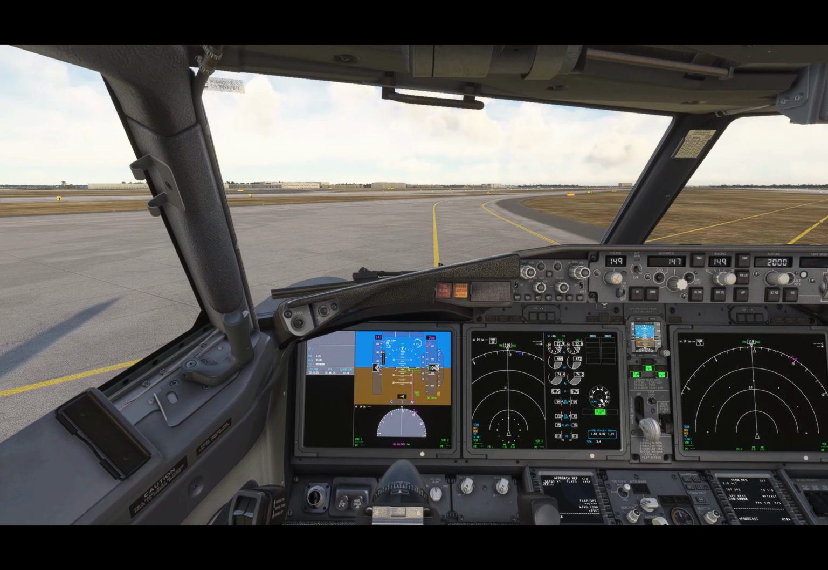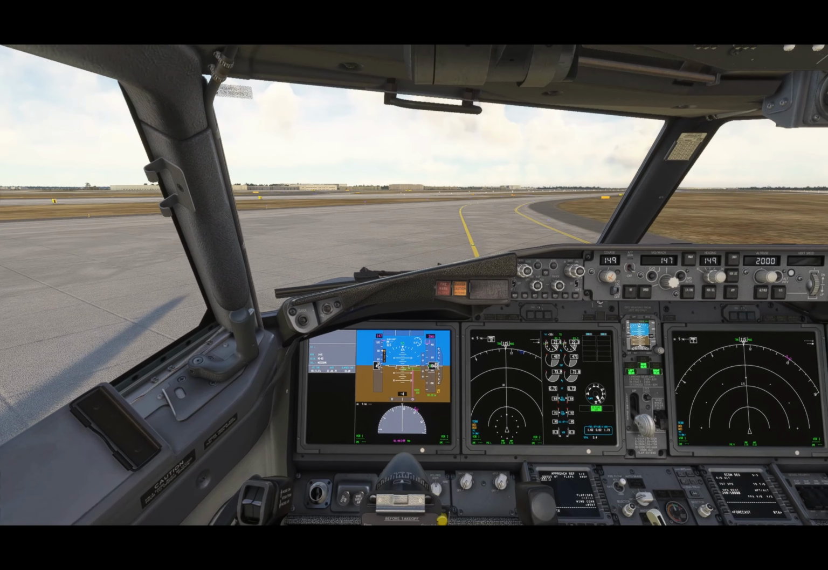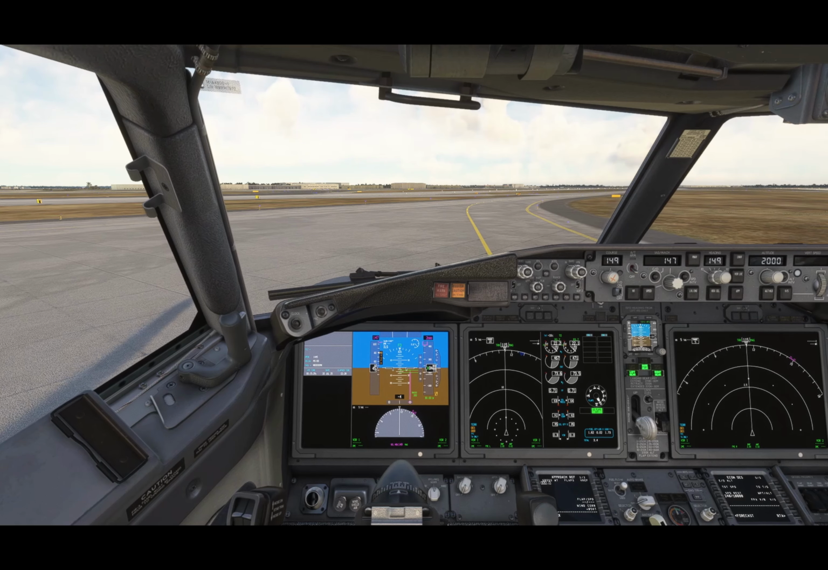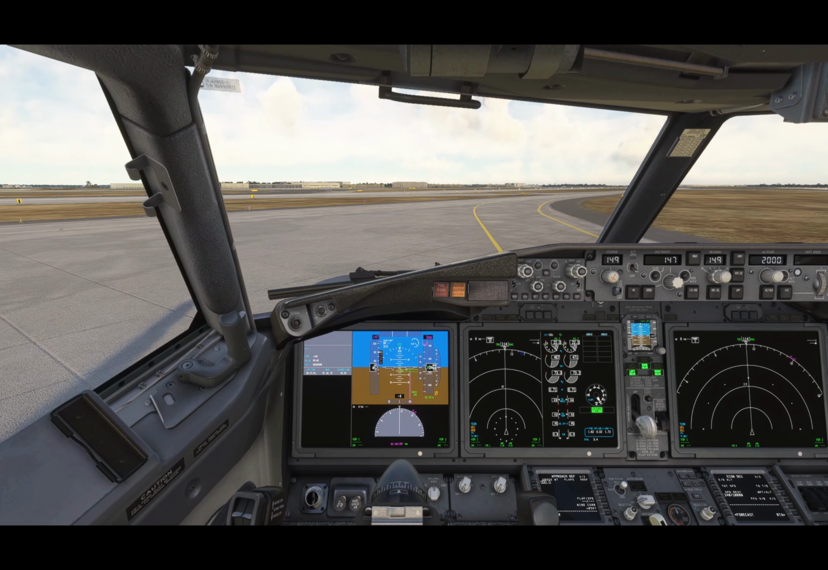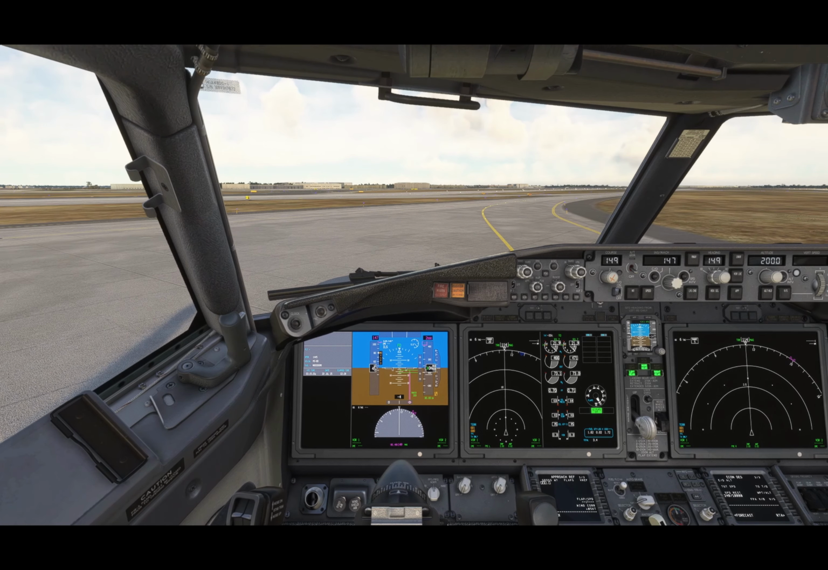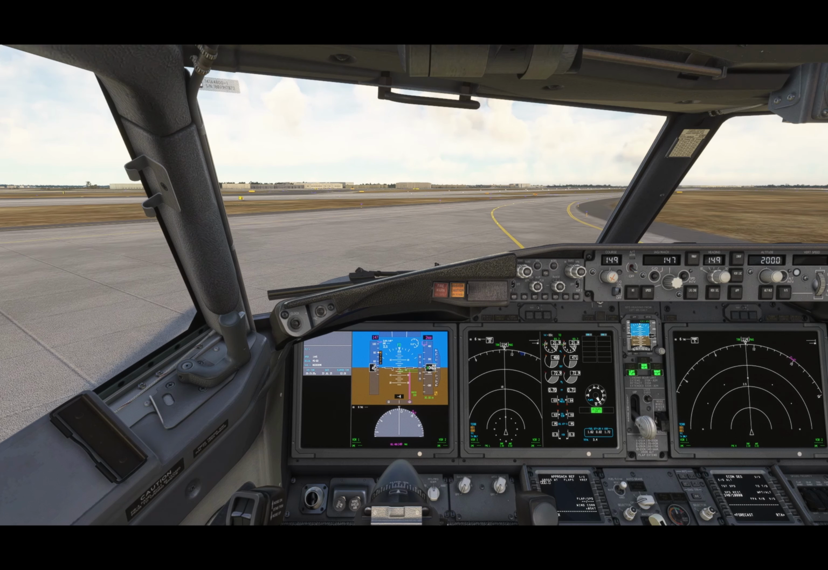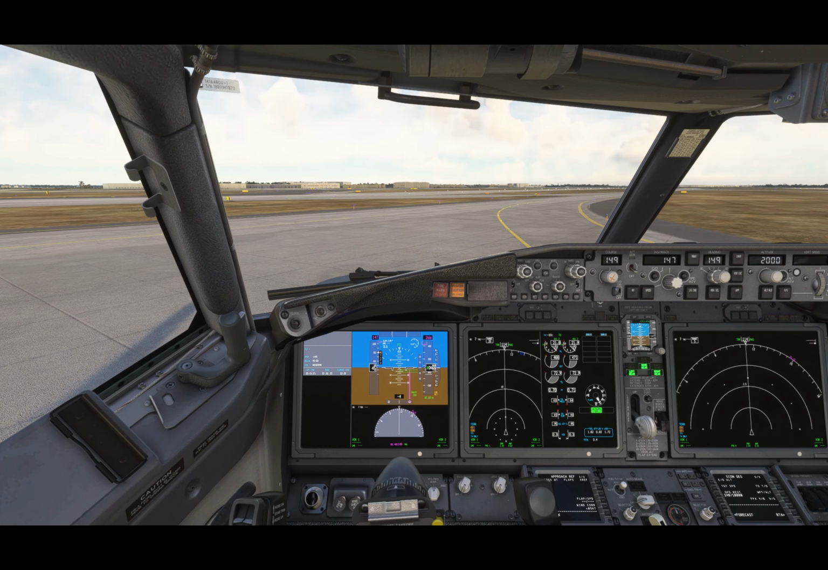Thank you for flying with us today. Did you know that Houston is home to the largest medical center in the world? The Texas Medical Center.